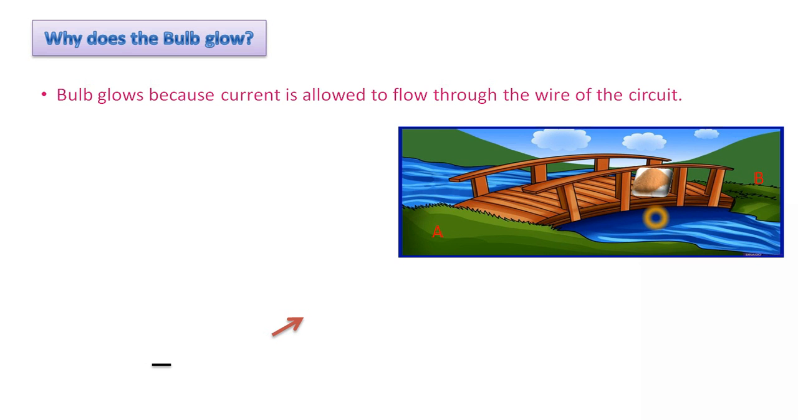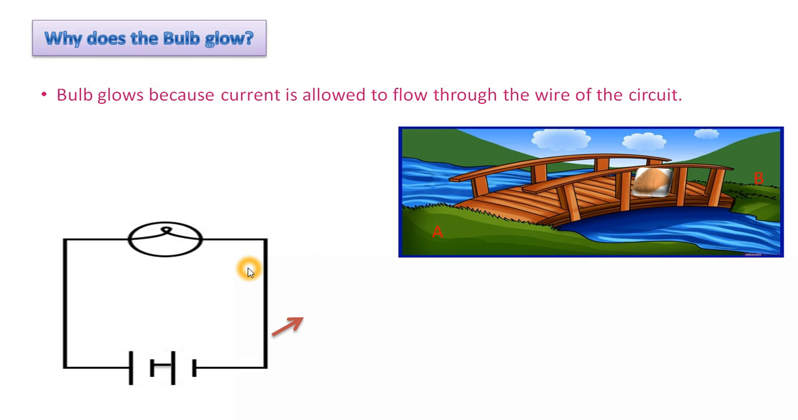So in that case, do you think that the cyclist will be able to reach town B? No, right? Because even though the path is there, he is not able to move. In a very similar way, in case of a circuit, let's suppose that the circuit is complete, the path is complete, but these wires do not allow current to flow through them. So current will not flow, right? Are you getting my point?